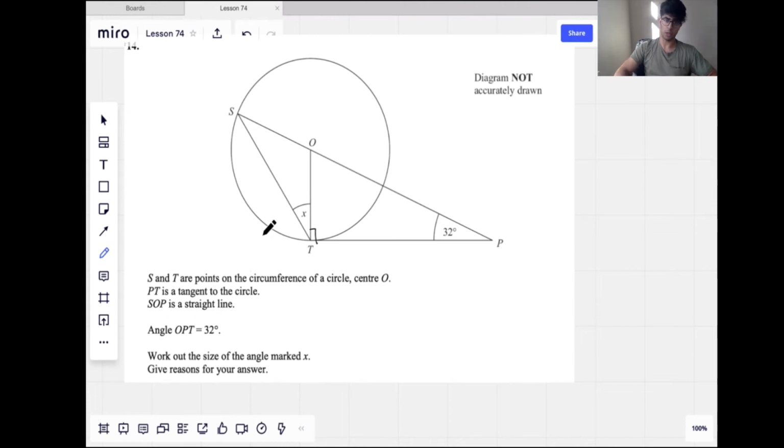That's a quick thing to do, as you can do it as you read along. SOP is a straight line. And not only is it a straight line, we can tell it's a diameter because it's a straight line through the center. Or sorry, it contains the diameter at least. Angle OPT is 32, and they've nicely put that in for us. Work out the angle marked X. Give reasons for your answer. So as you go along, you have to give reasons.